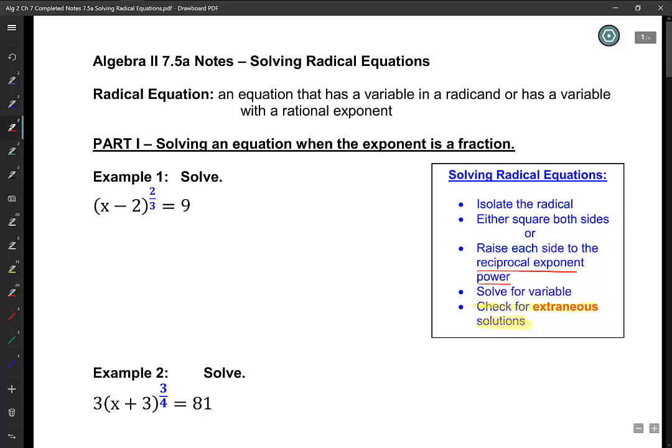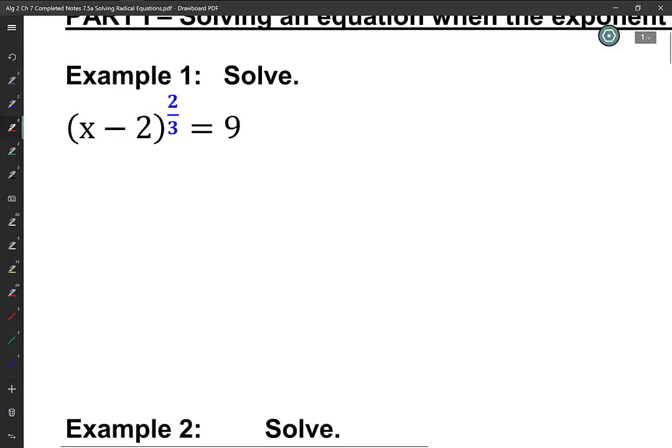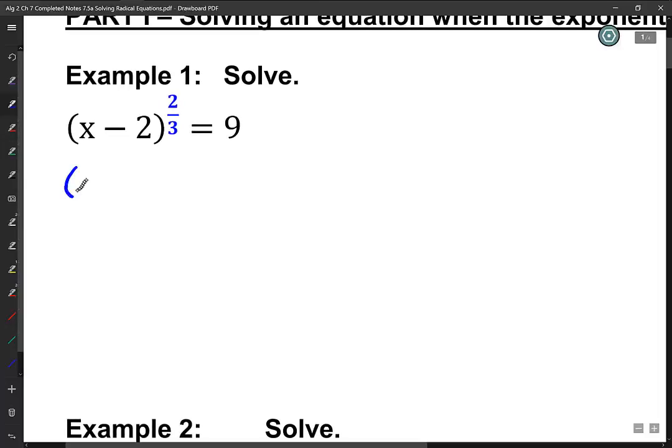What that means is we're going to take this x minus 2 raised to the 2/3, and we're going to raise it to the reciprocal power. Now, since we raised the one side to the reciprocal power, we must also raise the other side to the same reciprocal power. So we did the same thing to both sides.